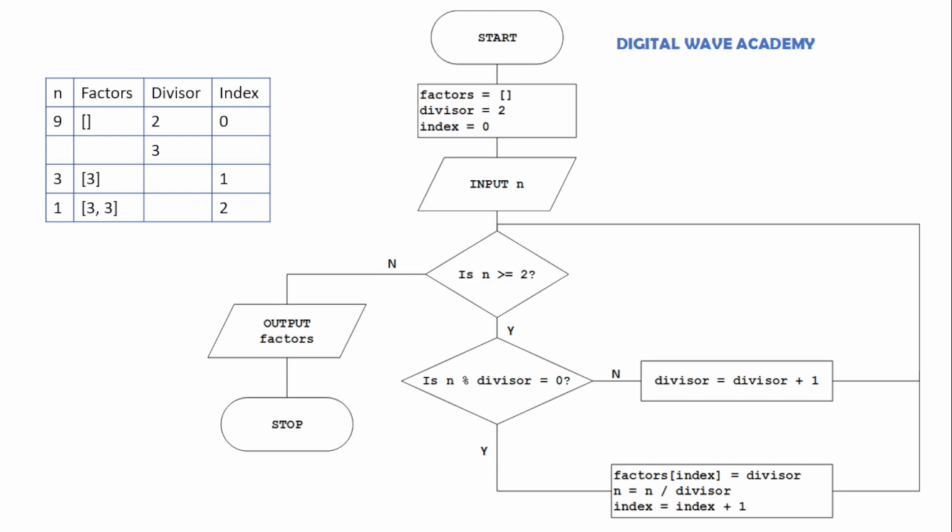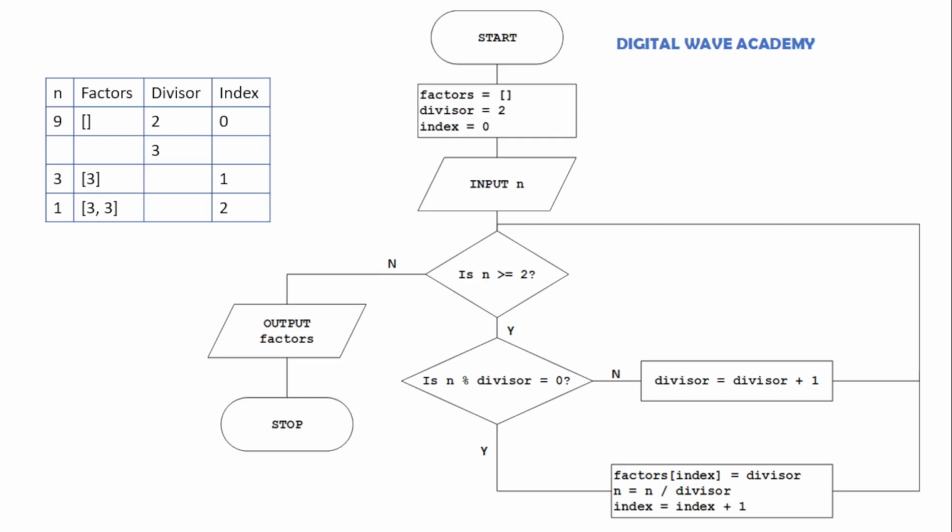But if n is truly greater than or equal to 2, we check whether n is divisible by the divisor, and the initial divisor is 2. If it is divisible by the divisor, then we add the divisor to the factors as a factor, and n is updated with n divided by the divisor, and lastly the index is incremented by 1.